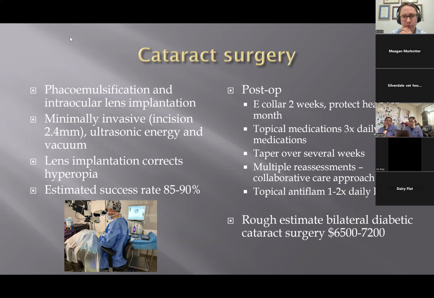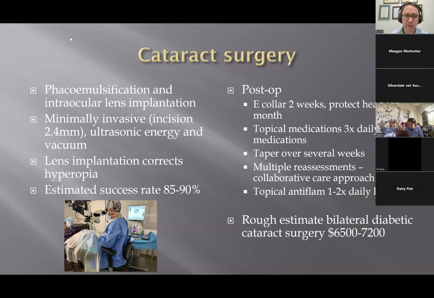After surgery, they wear a cone for a couple of weeks, and they need to avoid knocks and bumps of the head for a month. Eye drops start at 3 times a day usually, and then oral medications as well for a few weeks. And then that tapers down over several weeks. I do quite a lot of reassessments post-op.